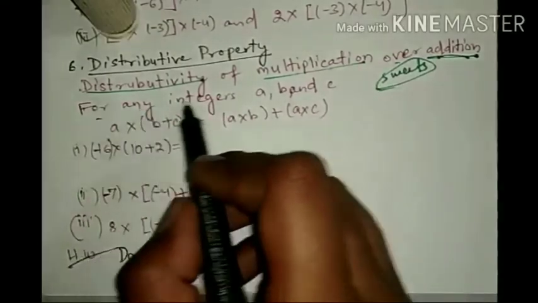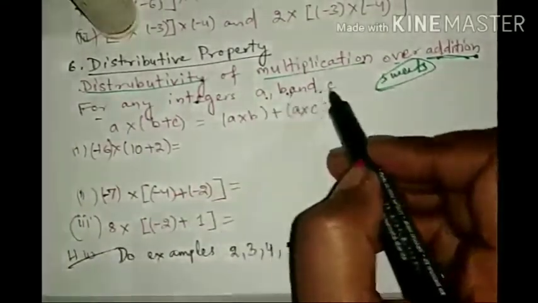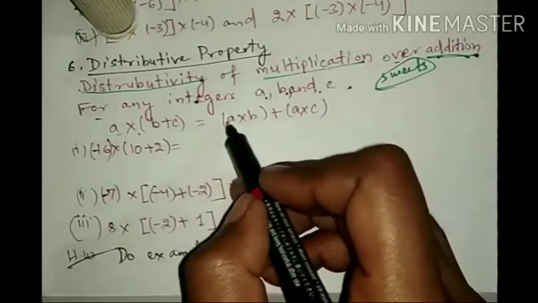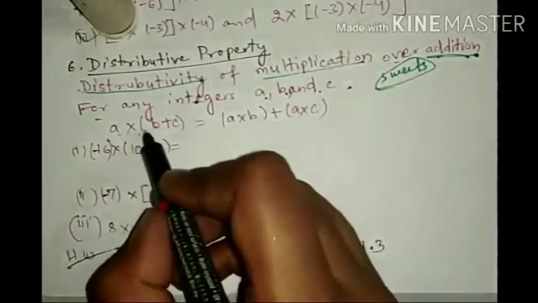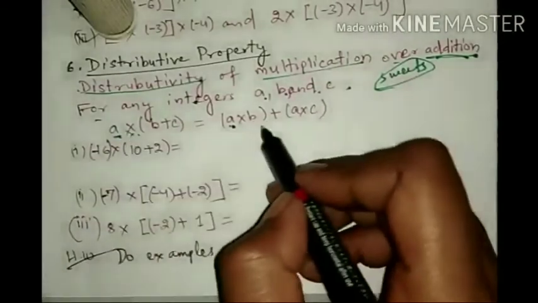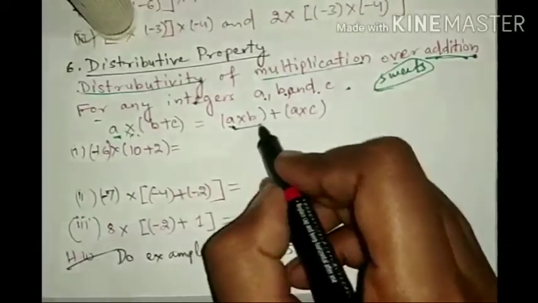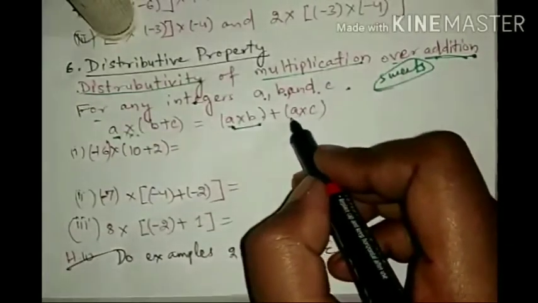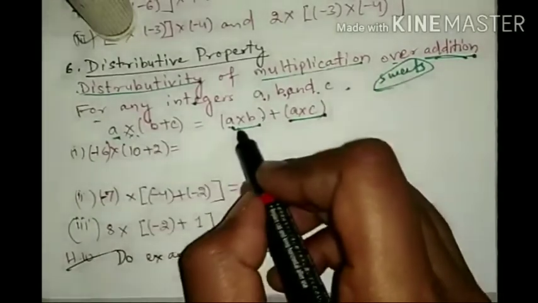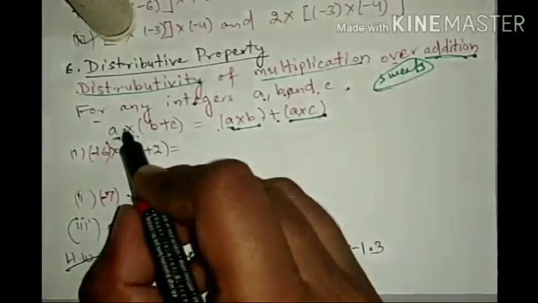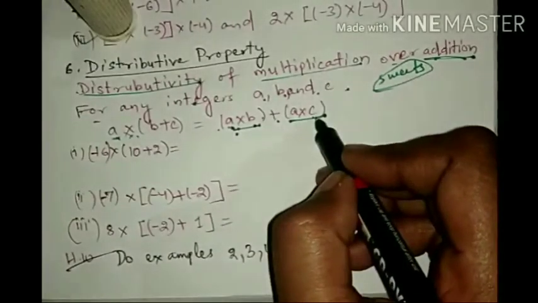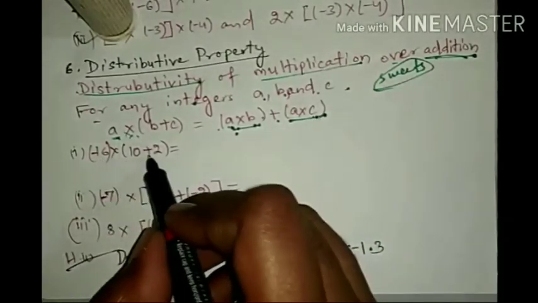So we'll see, for any integers a, b and c, a into (b plus c) equal to a into b plus a into c. Here a is distributed, then a into b, then plus a into c. Here both times a is multiplied, distributed over the addition. So we'll see one example.